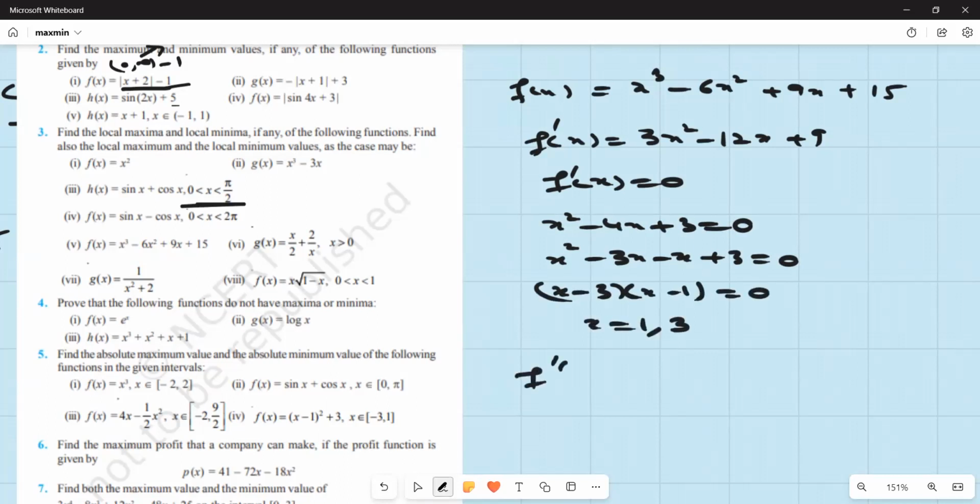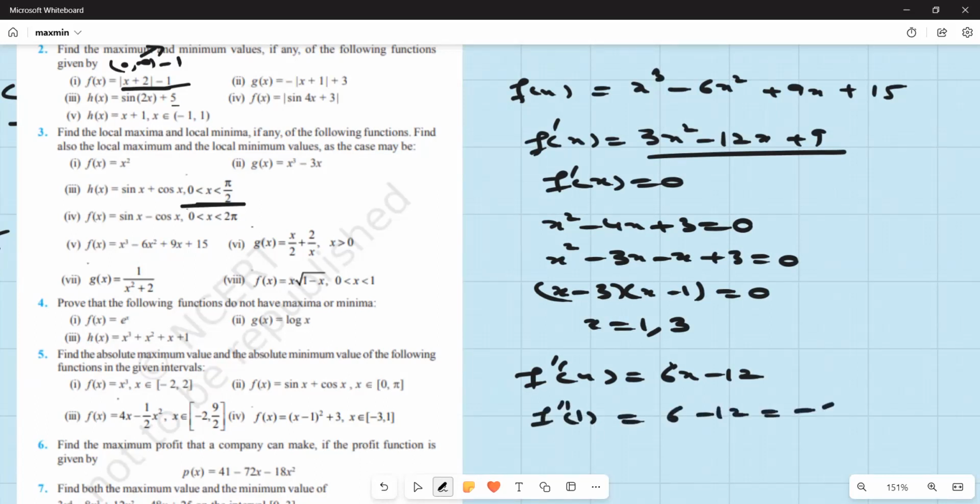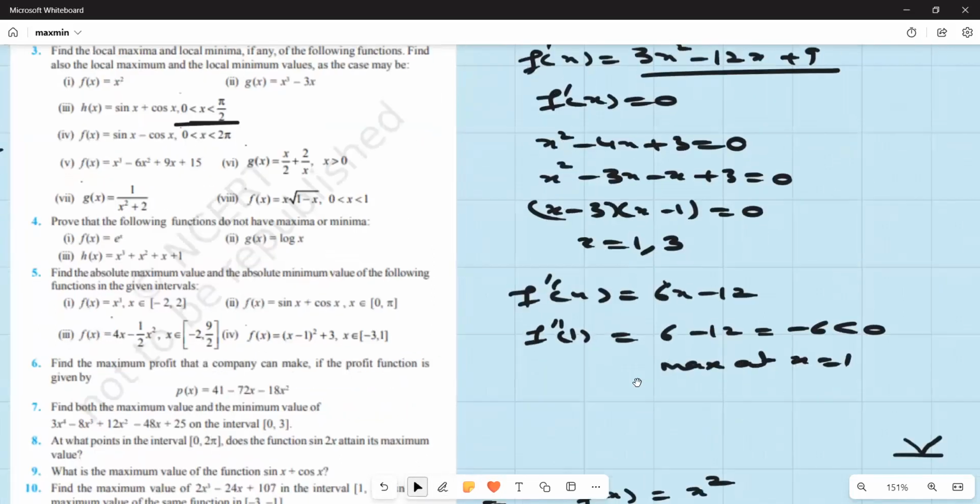Now second derivative. So second derivative is 6x minus 12. Right. So now put the value 1. f''(1): 6 minus 12 is minus 6, negative. So maxima at x is equal to 1. Now put 3. f''(3) is 18 minus 12, 6 positive. So minima at x is equal to 3.